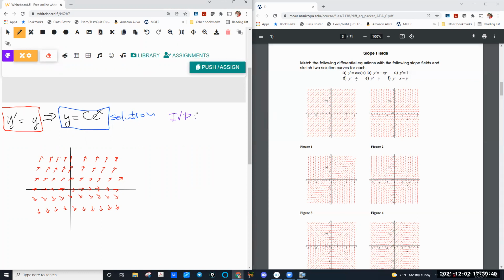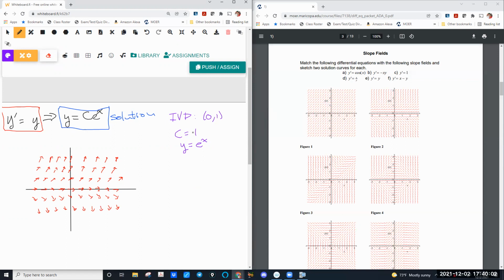Let's say it has an initial value. Let's make it something fairly simple. How about (0, 1)? Okay. Well, if we plug that in, we know that C is going to equal 1. And we get the function y equals e^x. Okay, great. That we already know how to do. That's basically solving for the constant in our general solution.